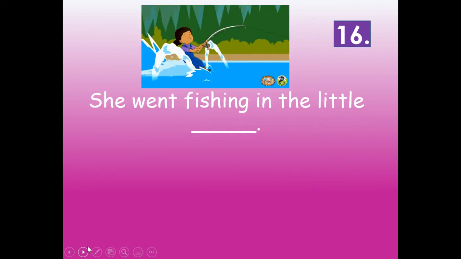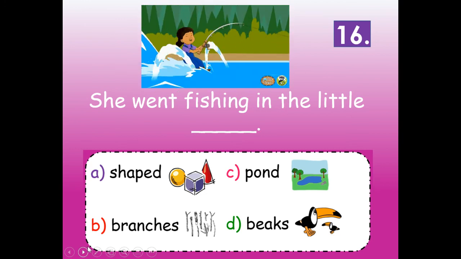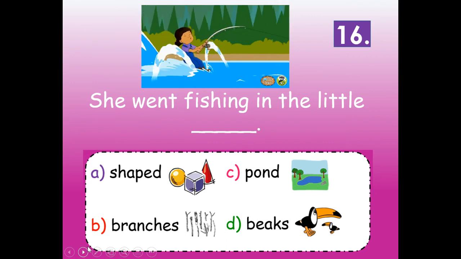Number 16. She went fishing in the little blank. Would it be she went fishing in the little shaped? She went fishing in the little branches. She went fishing in the little pond. She went fishing in the little beaks.